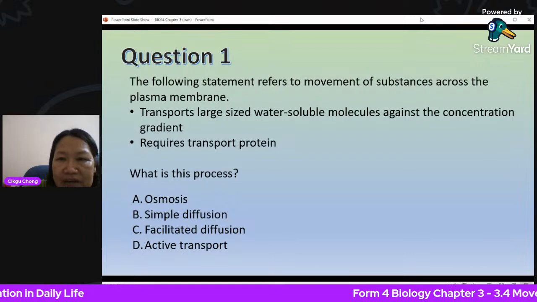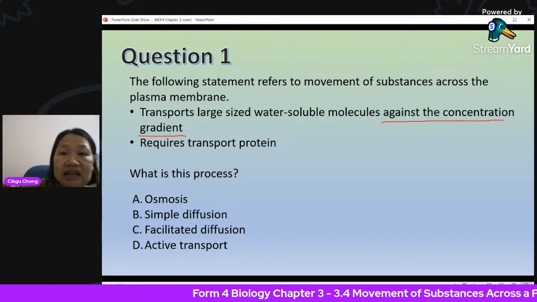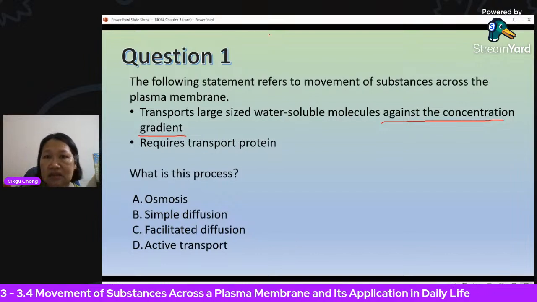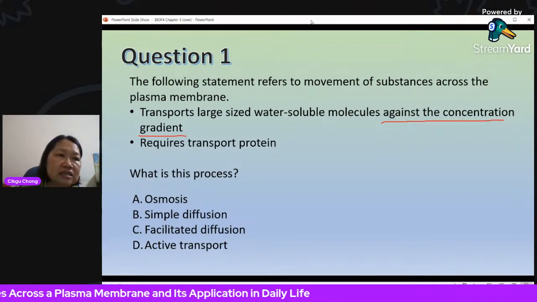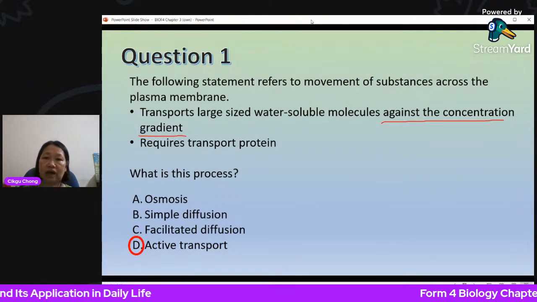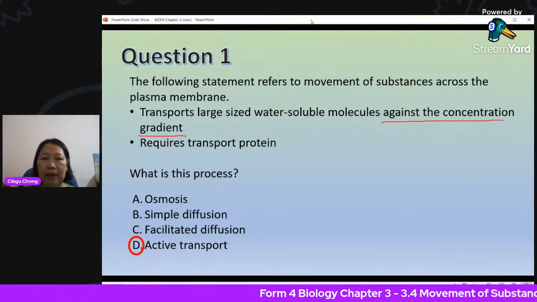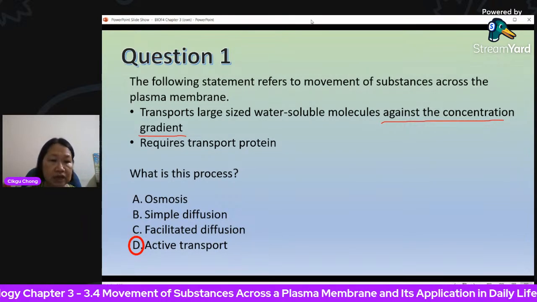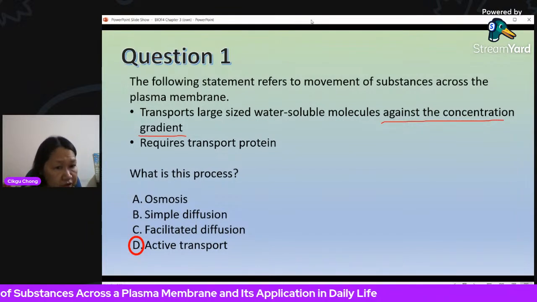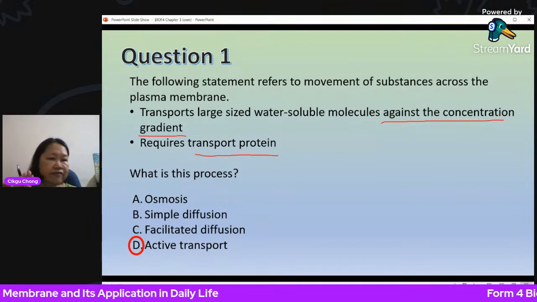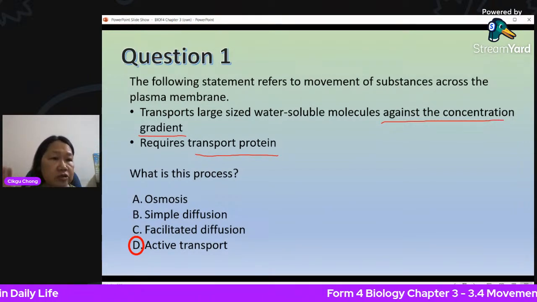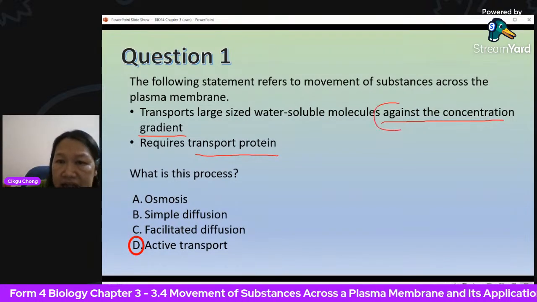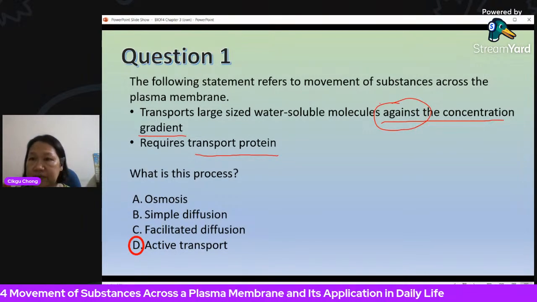Okay, so this one, I give you the clue. Against the concentration gradient, there's only one thing it can mean. Only one kind of transport, which is, anybody? Last chance? Nobody. Okay, active transport. Against the concentration gradient, no need to think already. It is always active transport. If it's along the concentration gradient, it could be osmosis, simple diffusion, or facilitated diffusion. But if it requires transport protein, it has definitely to be facilitated diffusion, down the concentration gradient, which will be C. But because it is against, it has got to be D, which is active. Okay, clear. Next one.